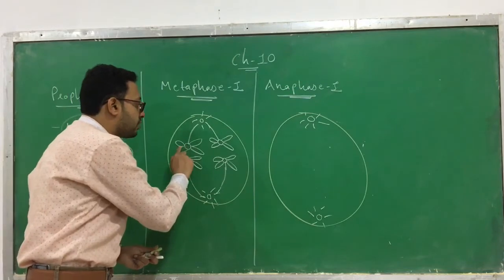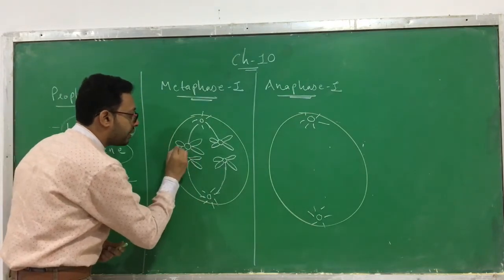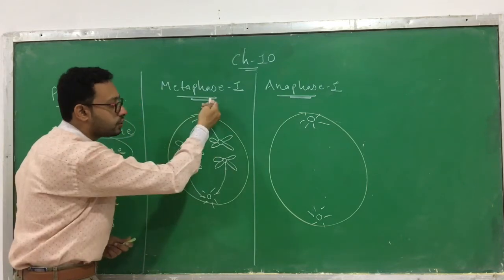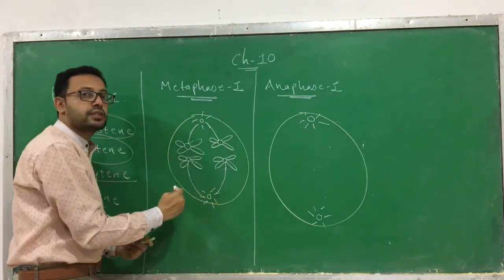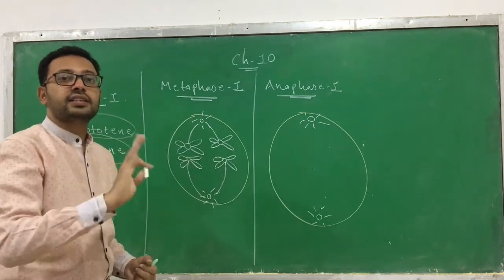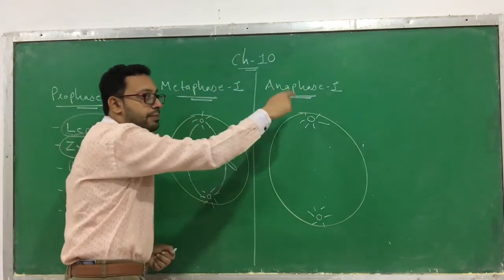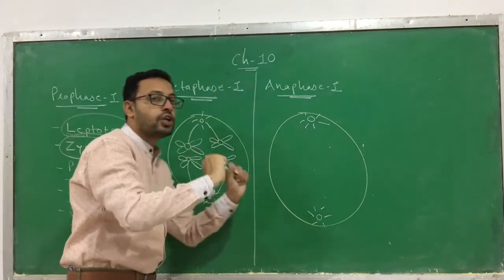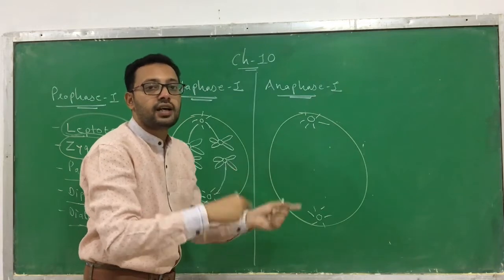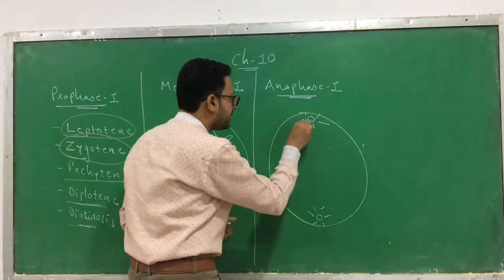Remember here the centromere doesn't split. In mitosis the centromere splits like this: half the chromosome goes on this side, half the chromosome goes on the other side. But here this kind of thing doesn't happen. Here, in anaphase 1, remember, the whole chromosome goes on one side, and the other chromosome goes on the other side or other pole.